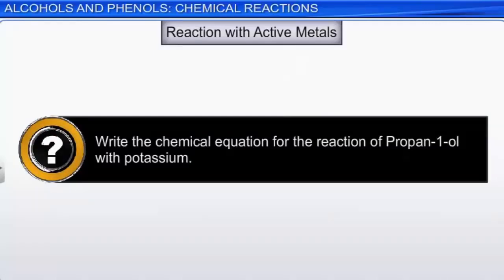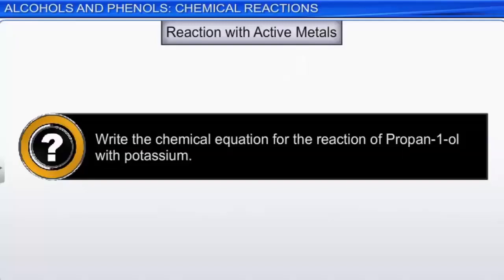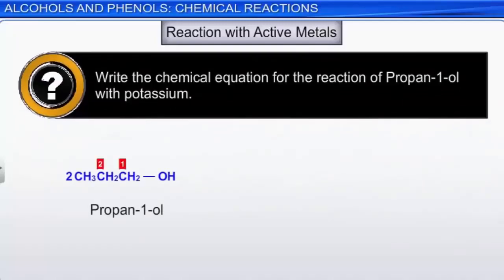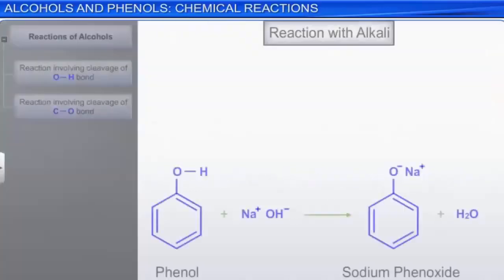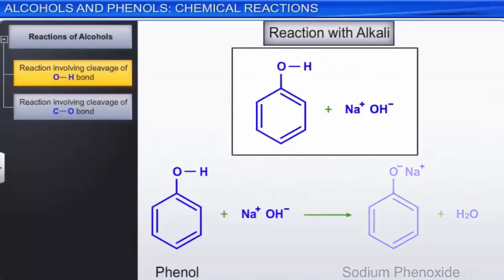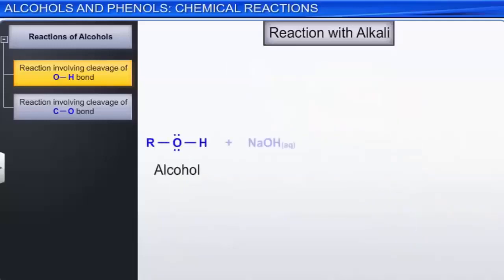A reaction between an alcohol and potassium metal will form a potassium alkoxide. In this case, potassium propoxide forms as shown here. Phenols react with aqueous sodium hydroxide to form sodium phenoxides. Water is a byproduct of the reaction. Note that alcohols do not react with aqueous sodium hydroxide because they do not have enough acidity.